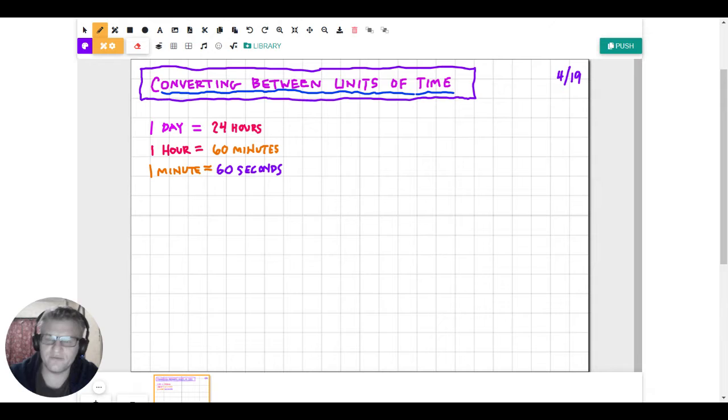Not like what I've written up here. That's pretty simple. One day is 24 hours. One hour is 60 minutes. One minute is 60 seconds. I think we all know that. But what I think gets tricky is when we start to talk about decimals and fractions and converting back and forth, and it gets a little bit messy in a lot of our heads when we start to think about it.